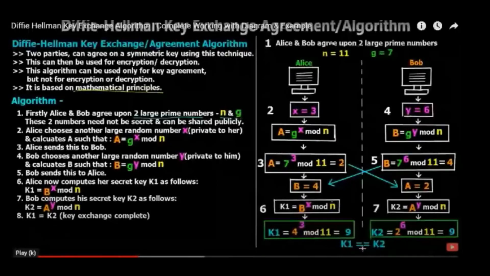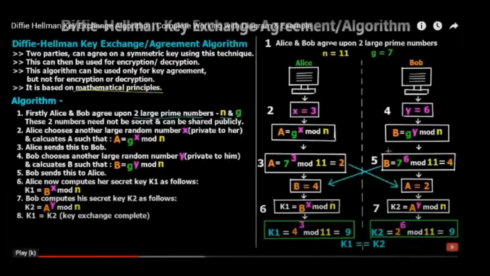I repeat, Alice and Bob should have K1 and K2. What are K1 and K2? Both are the same symmetric key. So Bob is going to have 9, and Alice is going to have K equal to 9, but they are not going to exchange it. They are going to do some calculations. Finally, both parties will have 9. K1 is equal to K2. So they are going to have a shared key here. That is the concept.